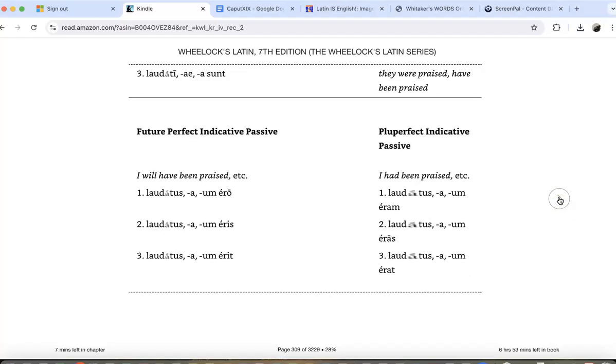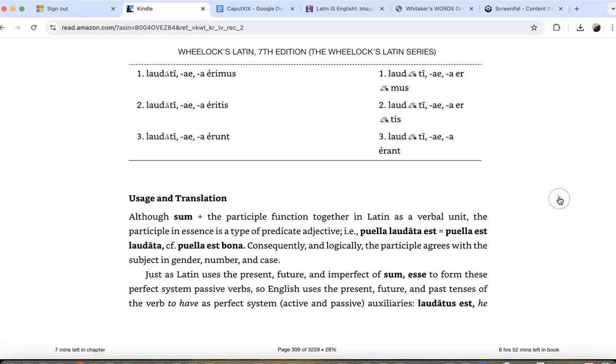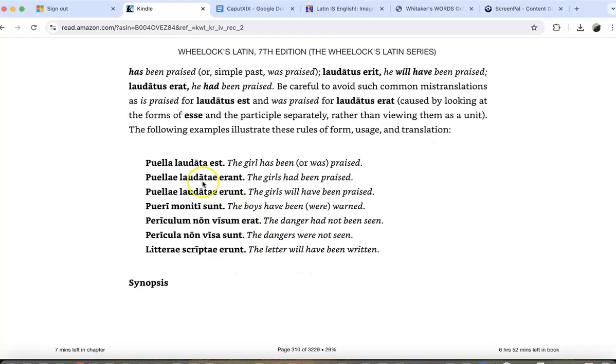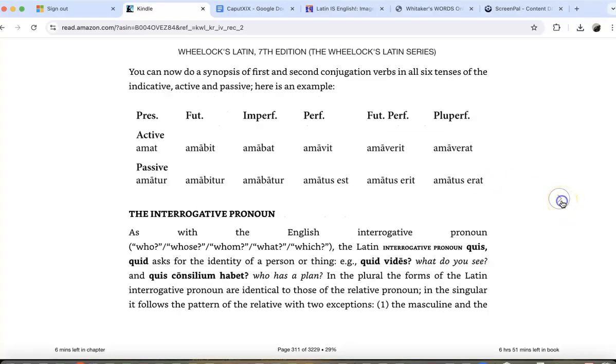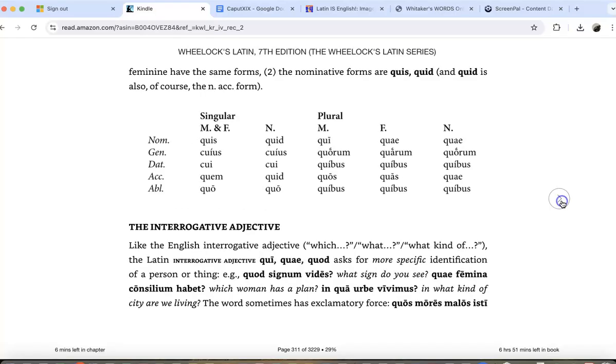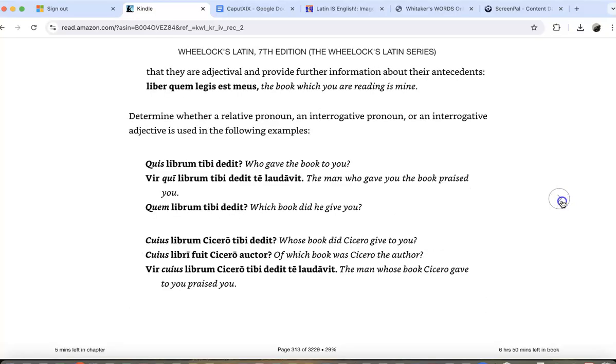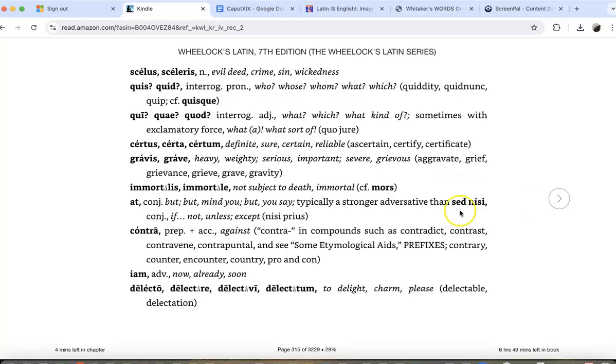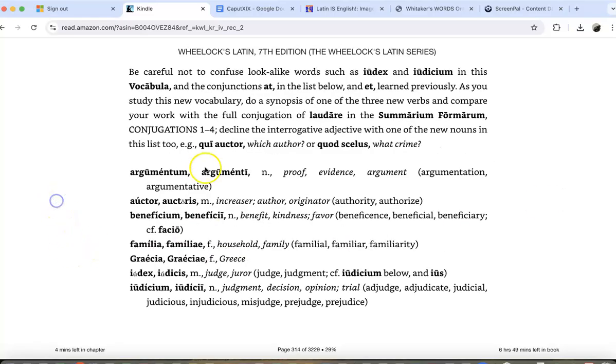As always, you want to read in your book through these descriptions and concepts and examples, and pay particular attention to the examples, such as right here, as we go through the different tenses with the perfect passive. Once you do that, I recommend learning the vocabulary, which will be on the test. There's not a lot of vocabulary in Wheelock's, but it's important vocabulary here in bold.